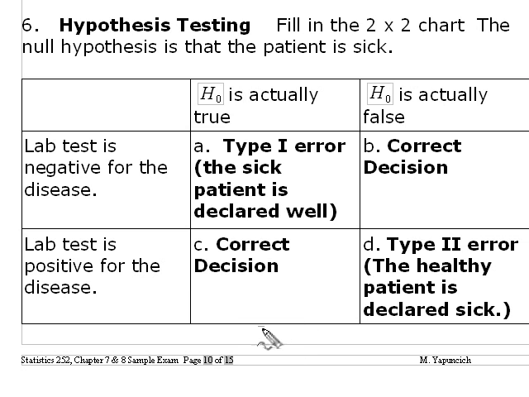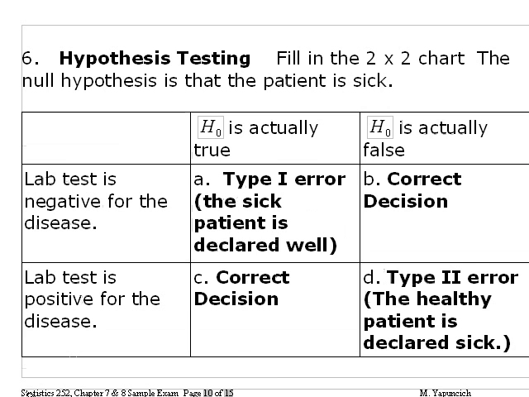In the next question, you have to fill in one of these 2x2 charts showing the correct decision and the type 1 error and type 2 errors. In the 2x2 chart for hypothesis testing, we'll put a column here. First column, the null hypothesis is actually true. In the second column, the null hypothesis is actually false.